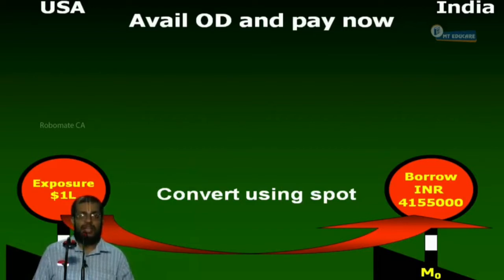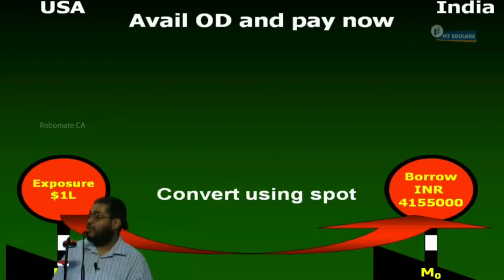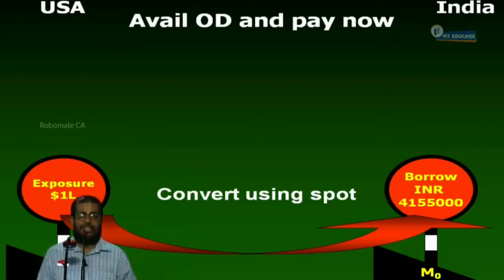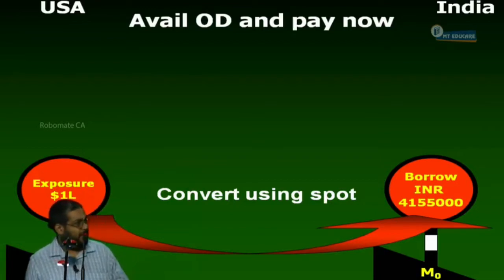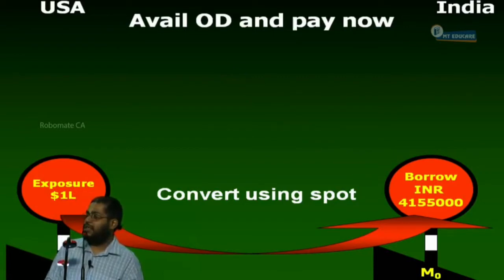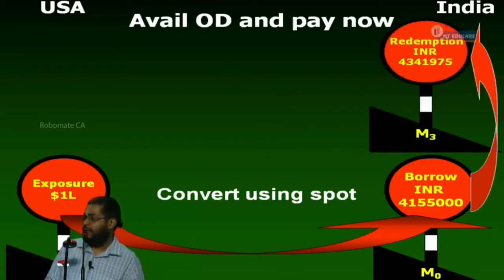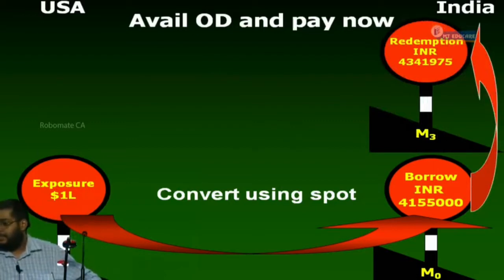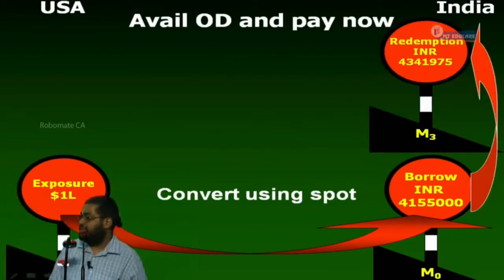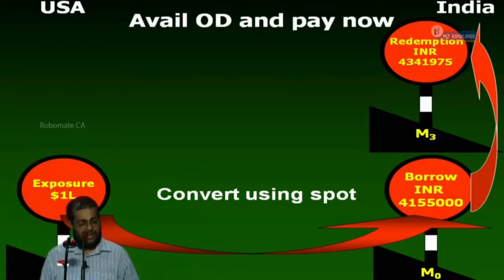18% is for 1 year. What is it for 3 months? 18% divided by 4, which is 4.5%. Right, 41 lakh 55,000 into 1.045. Multiply and tell me, how much is the number going to be? 43 lakh 41,975.